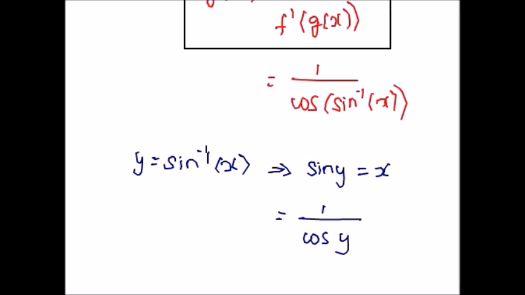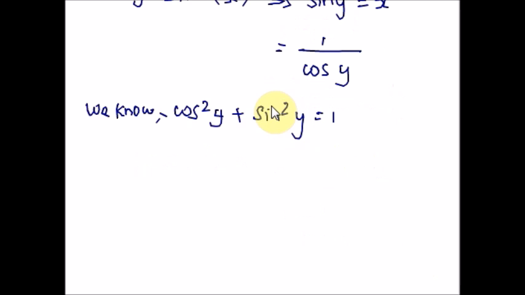Since I'm dealing with y here, I'm going to use the variable y. cos square y plus sine square y equal to 1. Let us use this identity in the denominator. I'm going to rewrite this identity in terms of cos y. I'm going to isolate cos y on the left side and shift all the other terms to the right side of the equation so that I can use that in the denominator.